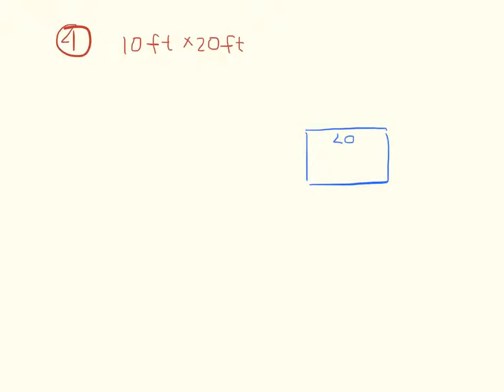Problem number 4. Problem 4 is a little bit tougher. They tell us that we have a pool that is 10 foot by 20 foot, and we're going to put a deck around it. Okay, so let's draw a picture of our pool here. I'm going to make it 20 feet in this direction and 10 in this direction. And let's put this deck around it.